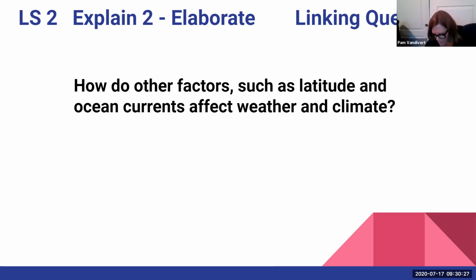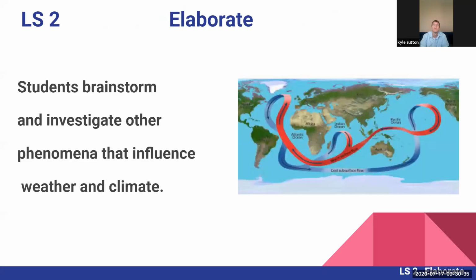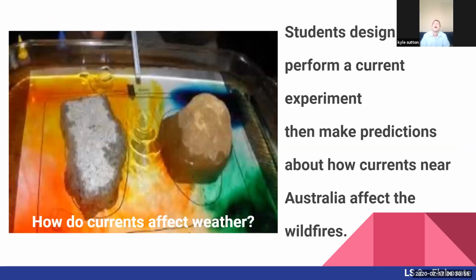And that's when we build into this Elaborate. So how do other factors such as latitude and ocean currents affect weather and climate? So we really introduced quite a few concepts here and made sure the kids understand it. And now we're introducing this new variable. So now they have to take this new concept of weather, atmospheric currents and everything, hold on, my screen just, there we go, and add that in to their understanding.